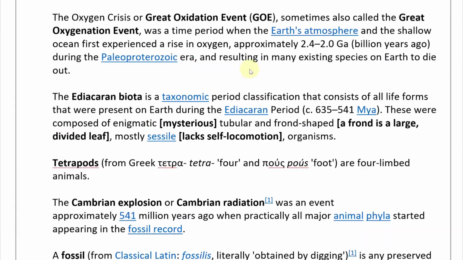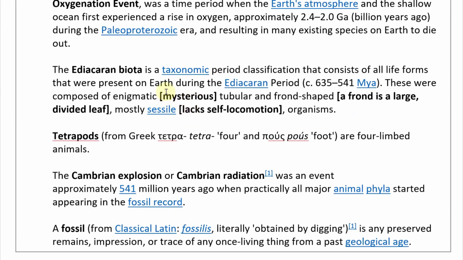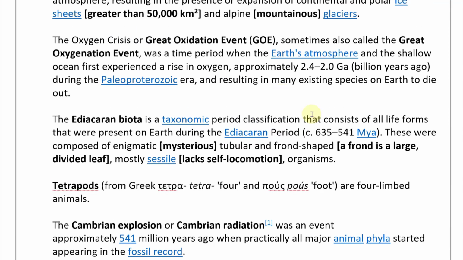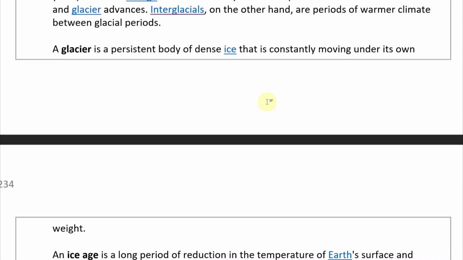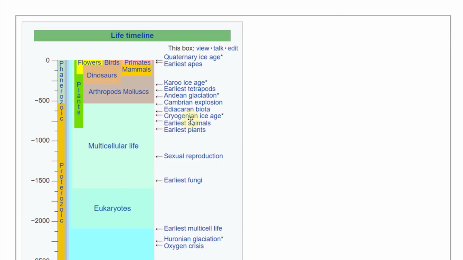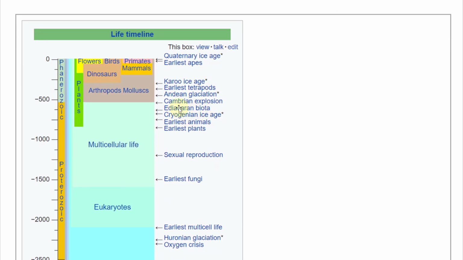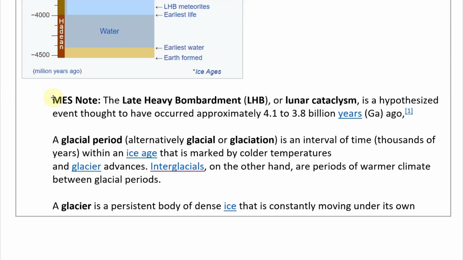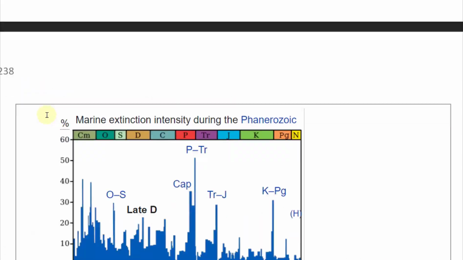And let's scroll up. So we went over the Ediacaran event. The Ediacaran biota is a taxonomic period of classification that consists of all life forms that were present during this era, the Ediacaran, from 635 to 541 million years ago. And there is the Ediacaran biota. And then there's the Cambrian explosion just after it, and there's that 500 million years ago.